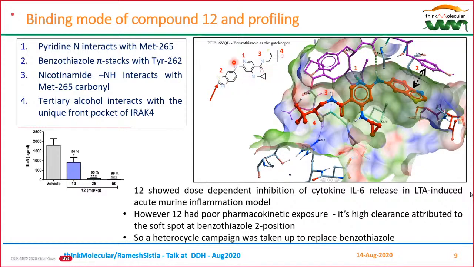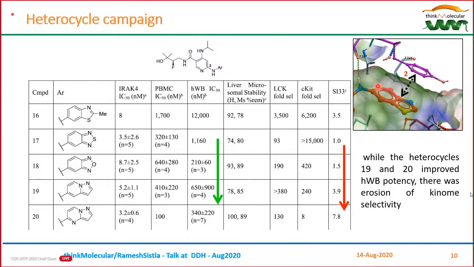So while the rest of the molecule was reasonably optimized for us, we trained our guns on a heterocycle campaign. In other words, we gunned for a good gatekeeper fragment. This is a brief SAR. We did prosecute a number of heterocycles, of which we are showing very few here. As we said, the 2 position of the benzothiazole was the culprit, so we methylated that. When the methylation happened, the liver microsomal stability was good, the fold selectivity was also good, but the IL-6 release was not inhibited in the cellular PBMC systems.